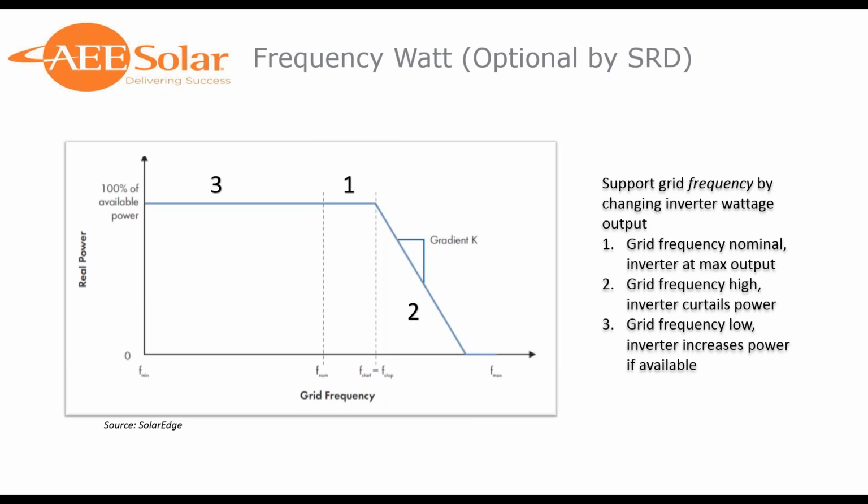So what do these ranges mean? In range 1, the grid frequency is, AKA, normal. The inverter is going to output at max available power, assuming no constant power factor or other curtailment by some of the other operating modes. So everything's normal, full power, full steam ahead. Scenario 2, grid frequency is high. The inverter is going to actively curtail power.